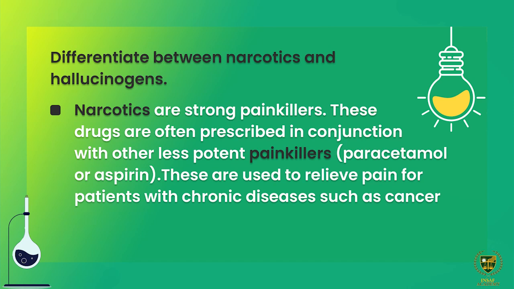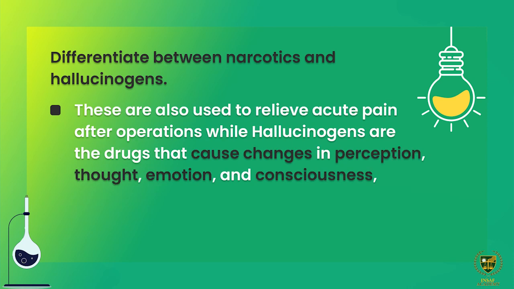Here we have another question. Differentiate between narcotics and hallucinogens. So, narcotics are strong painkillers. These drugs are often prescribed in conjunction with other less potent painkillers like paracetamol or aspirin. These are used to relieve pain for patients with chronic disease such as cancer. These are also used to relieve acute pain after operations, while hallucinogens are the drugs that cause changes in perception, thoughts, emotion, and consciousness.